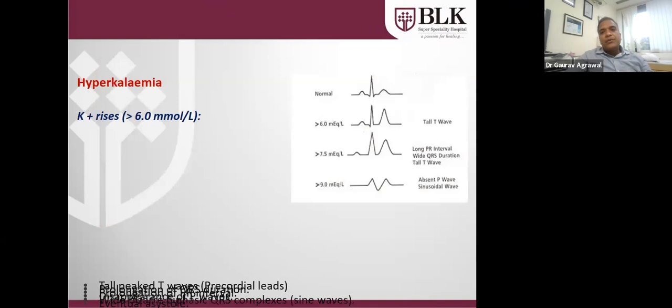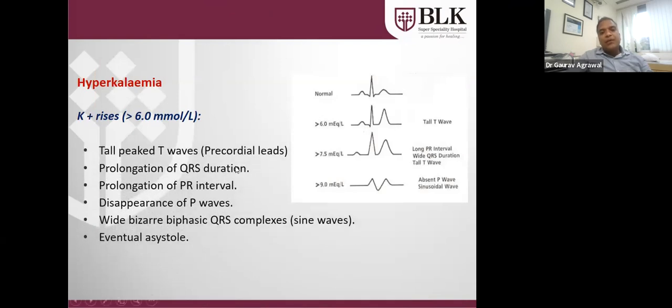Few words about hyperkalemia. As we can see, when the potassium is more than 6, the T wave is tall, and there is prolongation of the QRS duration. You can see the difference between the QRS of this and this. The QRS is prolonged, the P wave can disappear, a wide bizarre QRS sine wave pattern may occur. Eventually, asystole will occur as the potassium increases. So more than 6 is lethal.